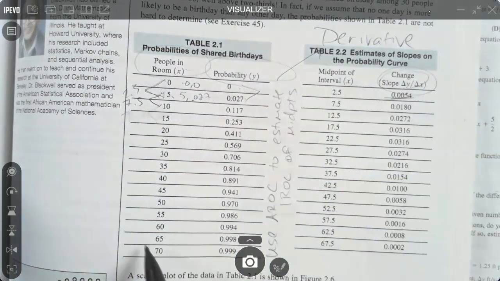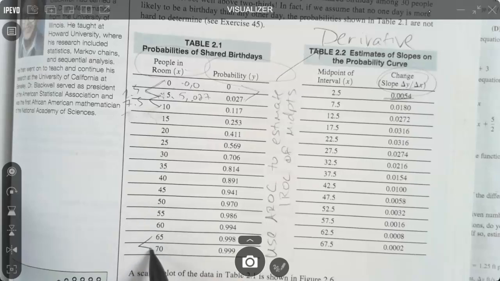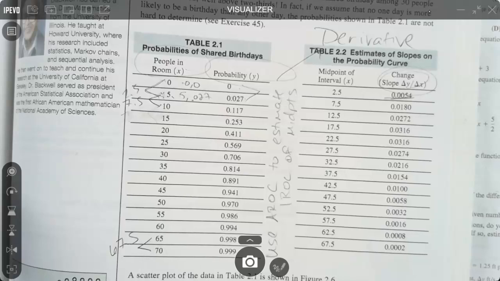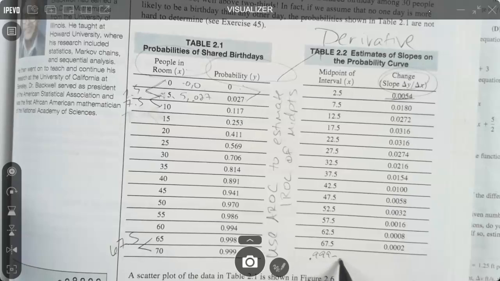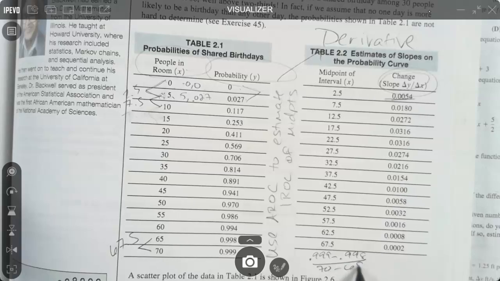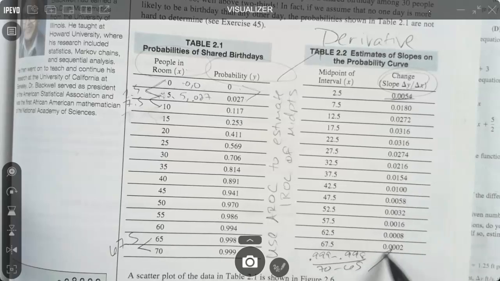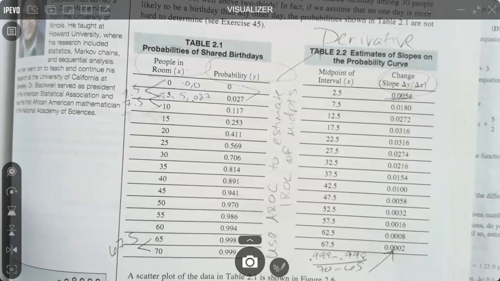No matter where I go, if I go down here to this last one, what's halfway between 65 and 70? 67.5. To find the approximate rate at 67.5, I would do 0.999 minus 0.998 over 70 minus 65. And that's this value. That's my rate. I'm estimating. That on the right is using AROC to estimate IROC.